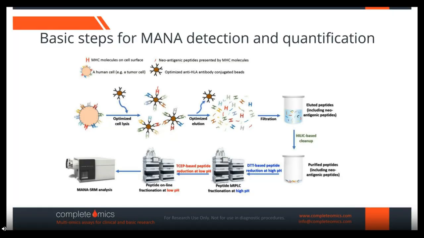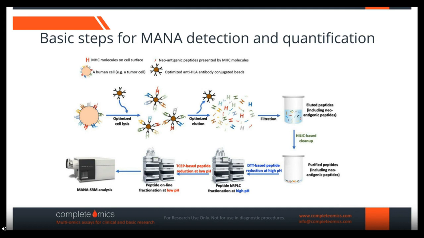So we have recently developed a technology which we call MANA-SRM. Basically, it is a technology that allows us to enrich specifically the MHC molecules from the cell lysate, and then to elute the neoantigens from the molecule, and then after purification and fractionation, we will be able to detect those molecules and quantify their abundance.